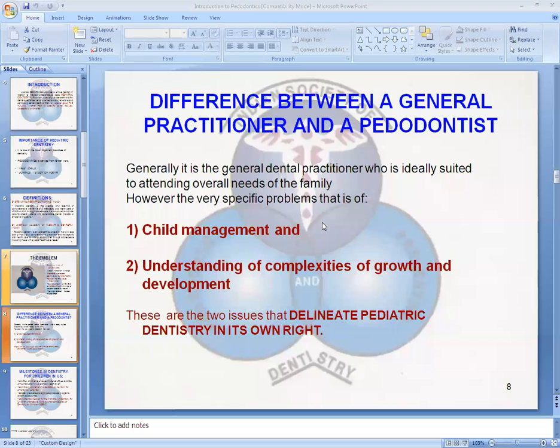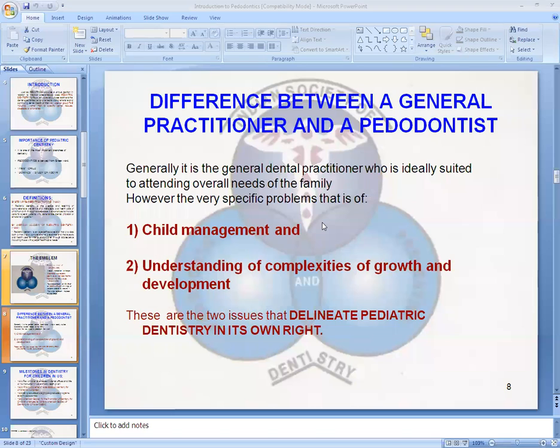Okay, so in child management there is behavior management. So behavior shaping is there. The pharmacological behavior management, non-pharmacological behavior management. There are different aspects of management, that is a different question altogether. So this is the difference for the pedodontist.